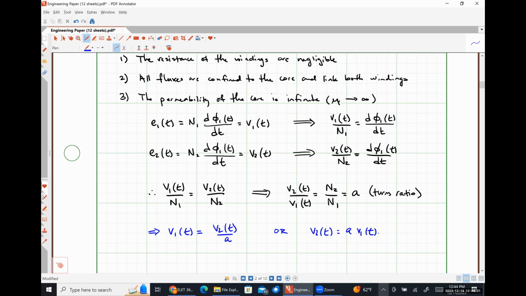So if N2 is greater than N1, then that means the quantity A is a number that's greater than 1. So we would have what's called a step-up transformer in this case, because the voltage in our secondary windings is going to be greater than the voltage in our primary windings. If N1 is greater than N2, the quantity A is a number that's less than 1, right? So we would have a step-down transformer because the voltage drop across our secondary windings is lower than the voltage drop across our primary windings. Okay? So the turns ratio tells us a whole heck of a lot.